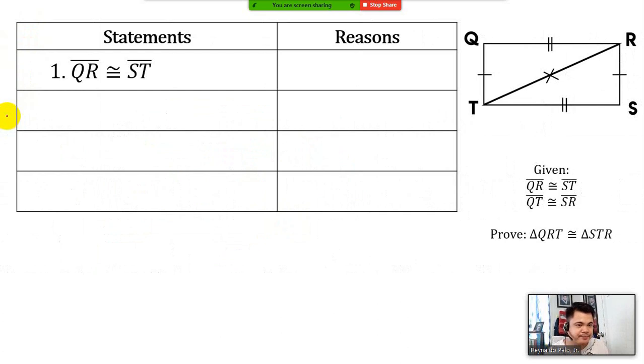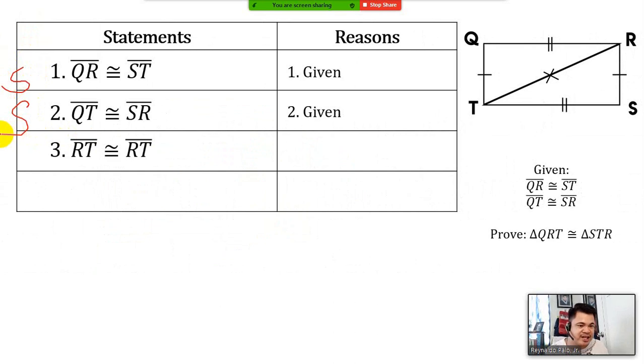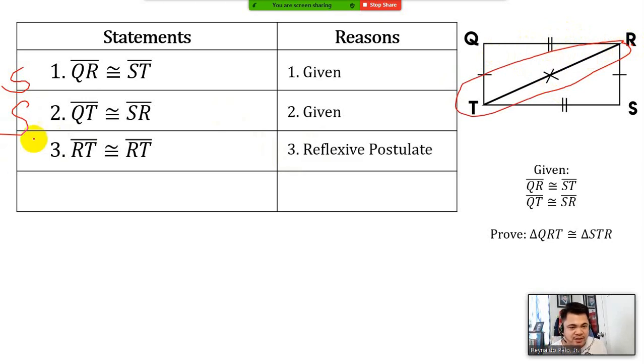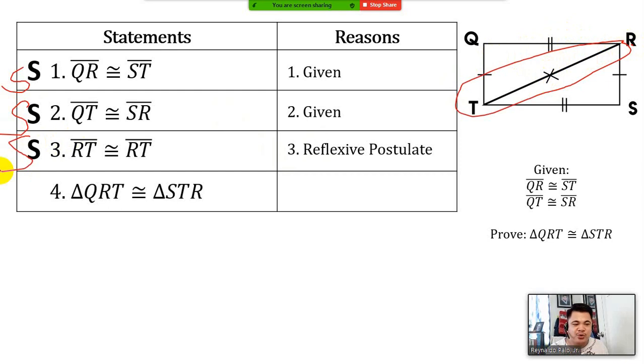Let's start. So the first given, we have segment QR is congruent to segment ST. That's a given. That's the first side as well. We have segment QT is congruent to segment SR. That is also a given. That's the second side. And lastly, segment RT is congruent to segment RT. As you can see, we have this one, and this is a postulate. We call it reflexive postulate. So that's the last side. SSS is quite easier to prove than the other postulates. So therefore, we can say the triangle QRT is congruent to triangle STR because of the side side side postulate.